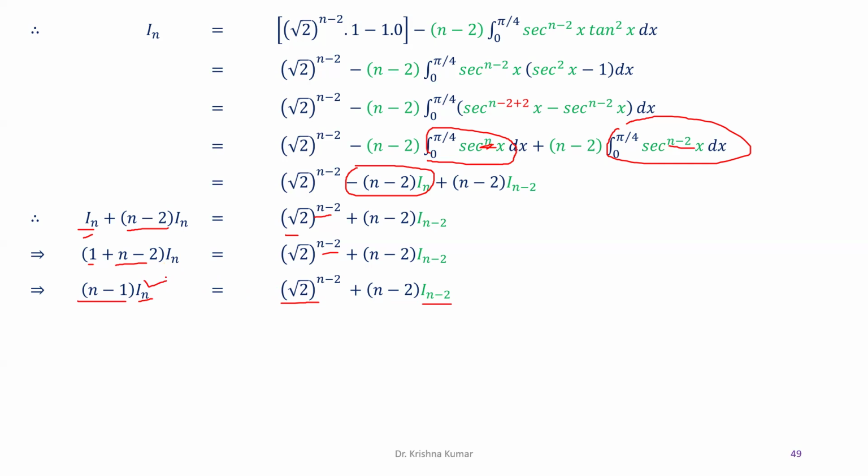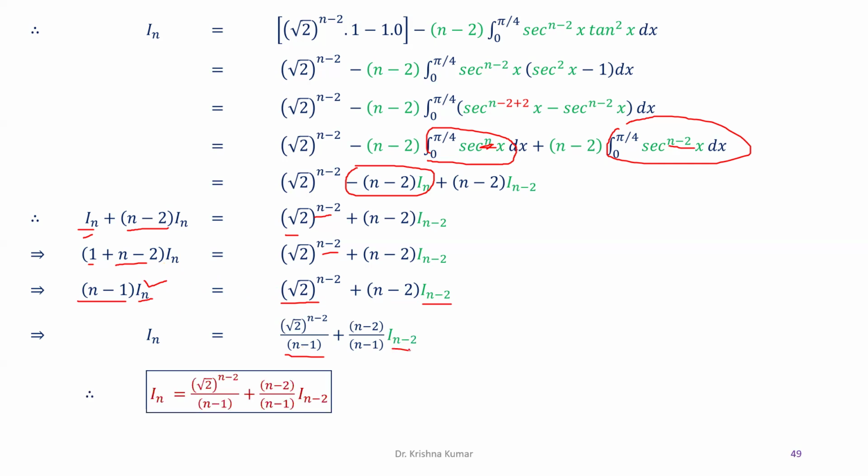So what is I_n? We have to divide the whole equation by n minus 1. Therefore, I_n is equal to root 2 to the power n minus 2 upon n minus 1 plus n minus 2 upon n minus 1 into I_(n minus 2). And this is nothing but our result. This is the desired result, hence proved. Thank you.